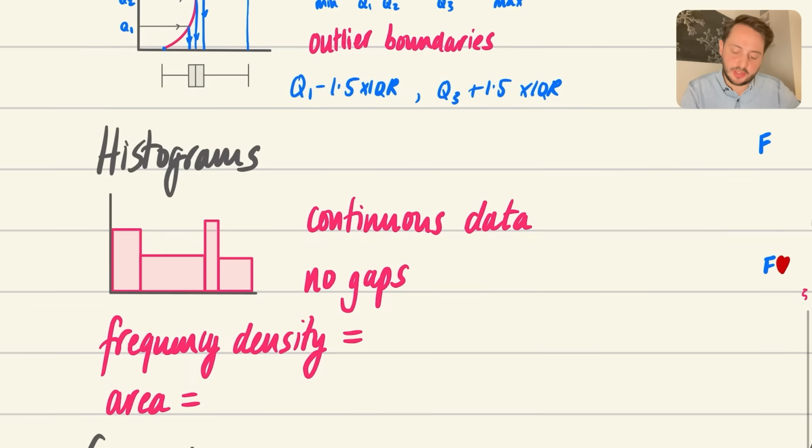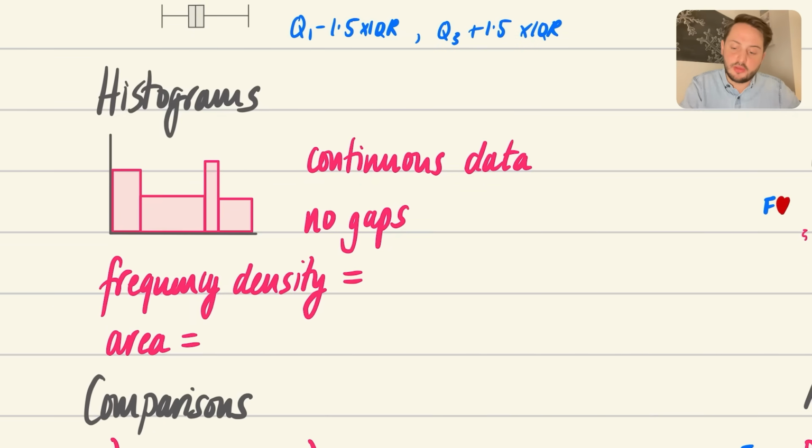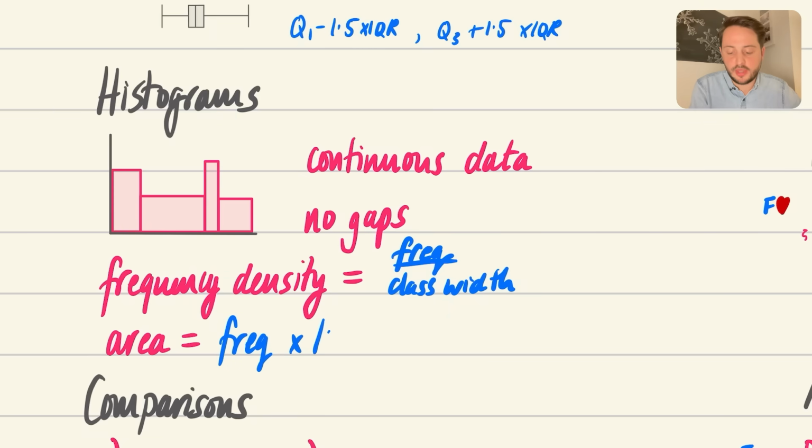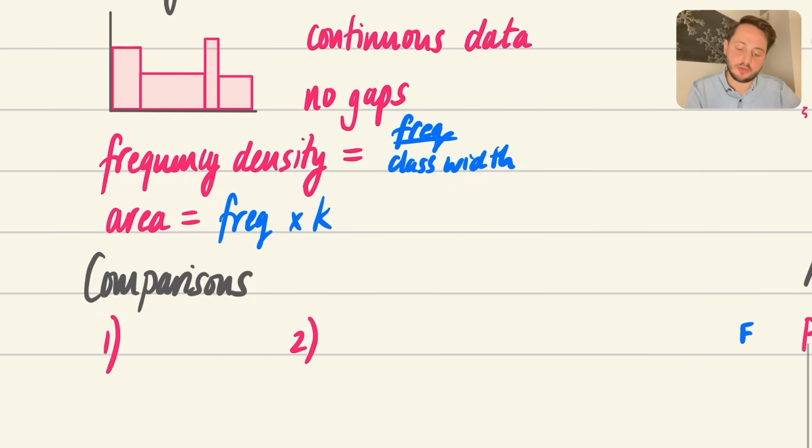Okay, so we're going to now have a think about histograms. Histograms should be used just for continuous data. If they say, why should you use a histogram? It might be because the data is continuous. You'll notice there are no gaps in the diagram. If you need to calculate the frequency density, you do the frequency and you divide it by the class width. Now, the area is not equal to the frequency like it was in GCSE, but the area is equal to the frequency multiplied by some constant k, which you will probably need to use during the question.